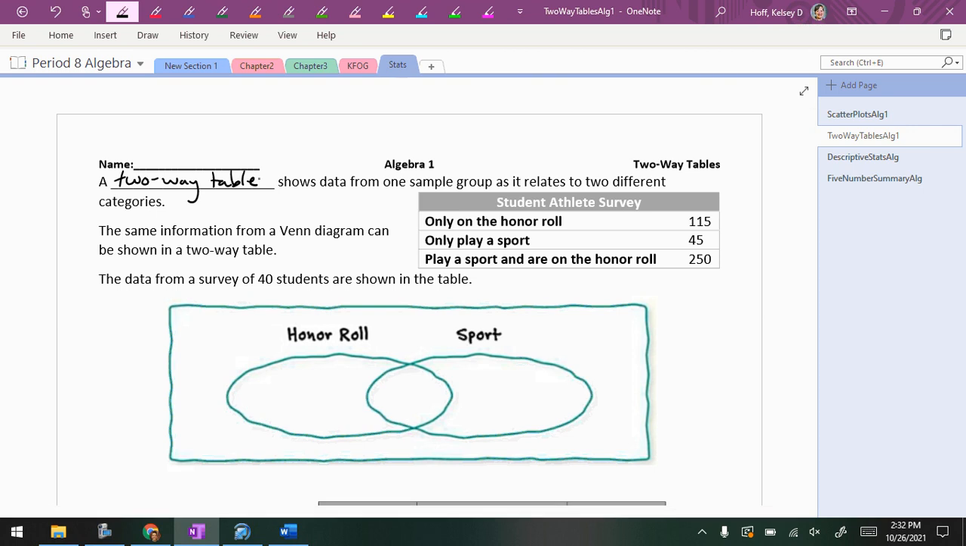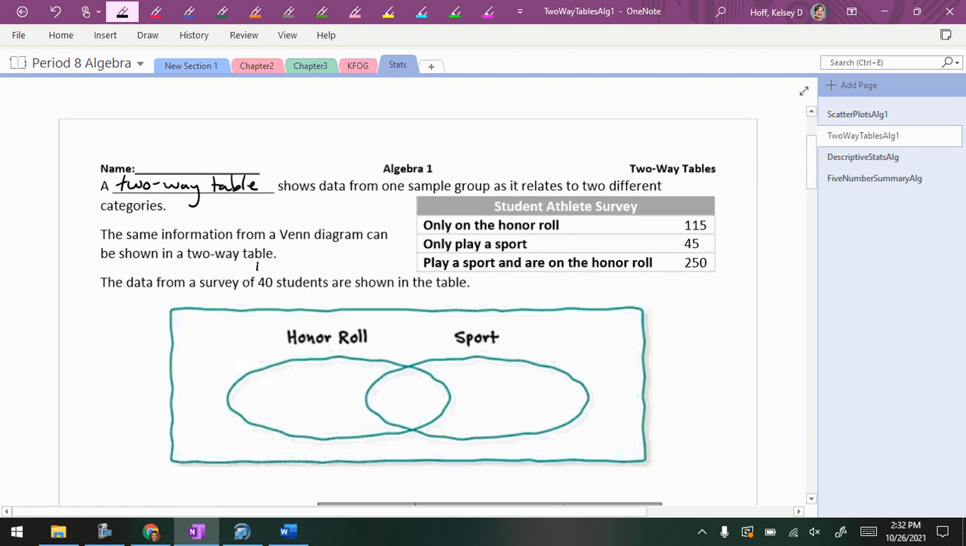So it says, ooh, this should say 440, I think. The data from the survey of 440 students, typo on my part, are shown in the table. We need to place it into our Venn diagram. Somebody tell me where these numbers go in my Venn diagram. Nope, I'm pretty sure it's 440. Okay, where do my numbers go? Sophia?